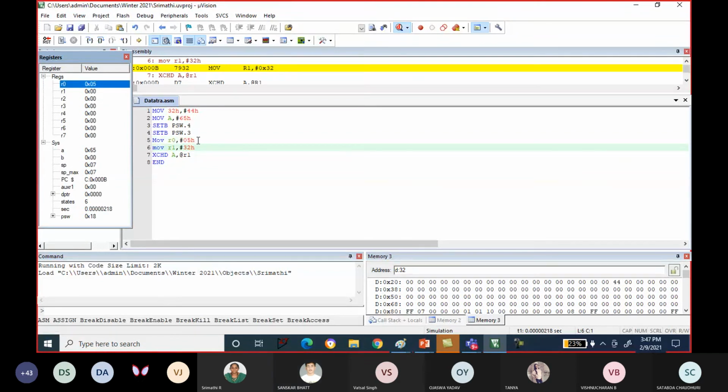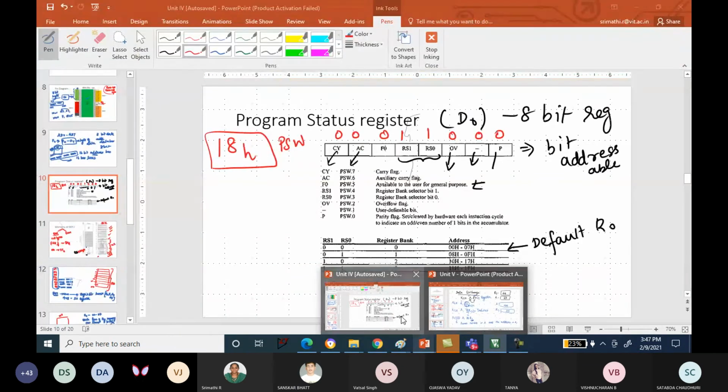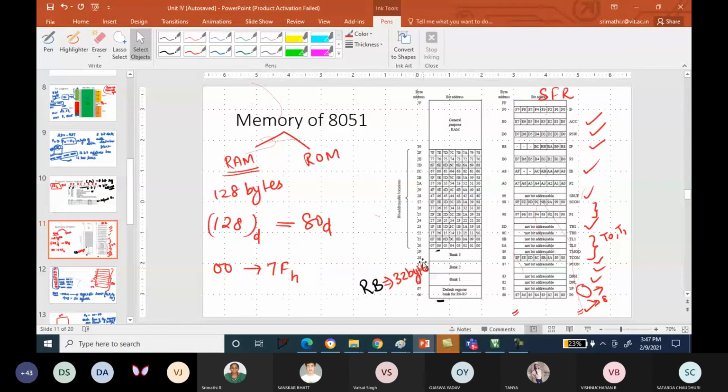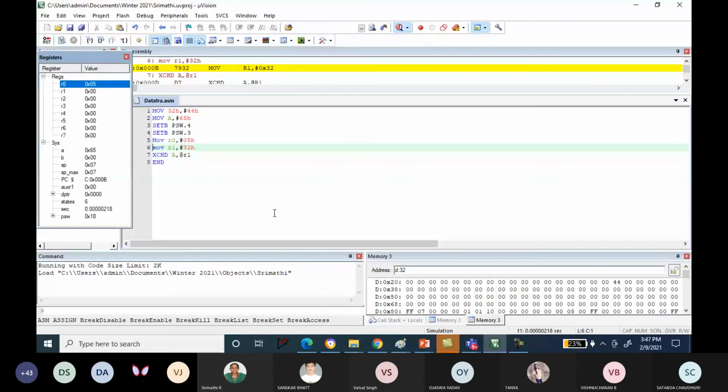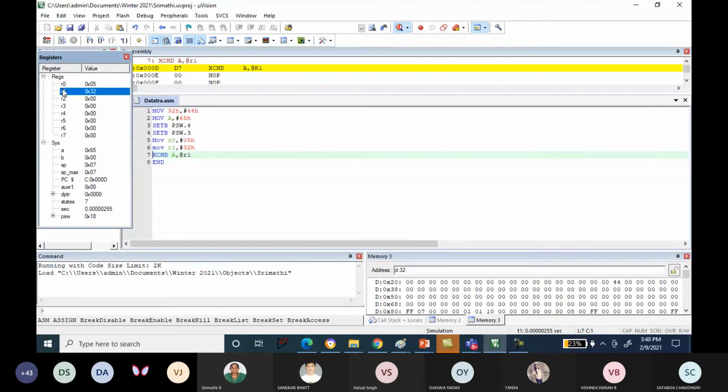The R0 value is 05, in register bank 3. What is register bank 3's address? Do you remember what is the starting address of register bank 3? It is 18. Am I right? Yes, ma'am. Are you able to see this? Okay, let me see. After executing this instruction, R1 is having 32.